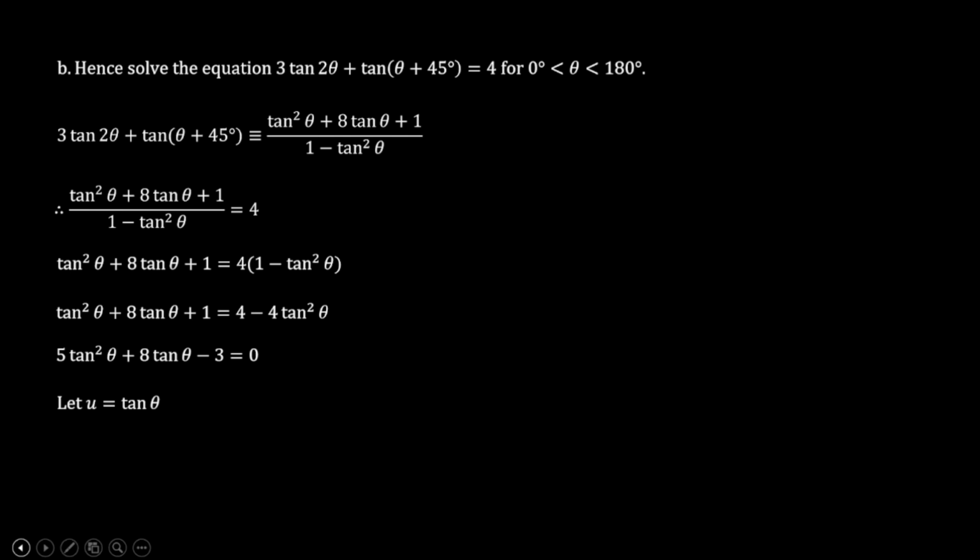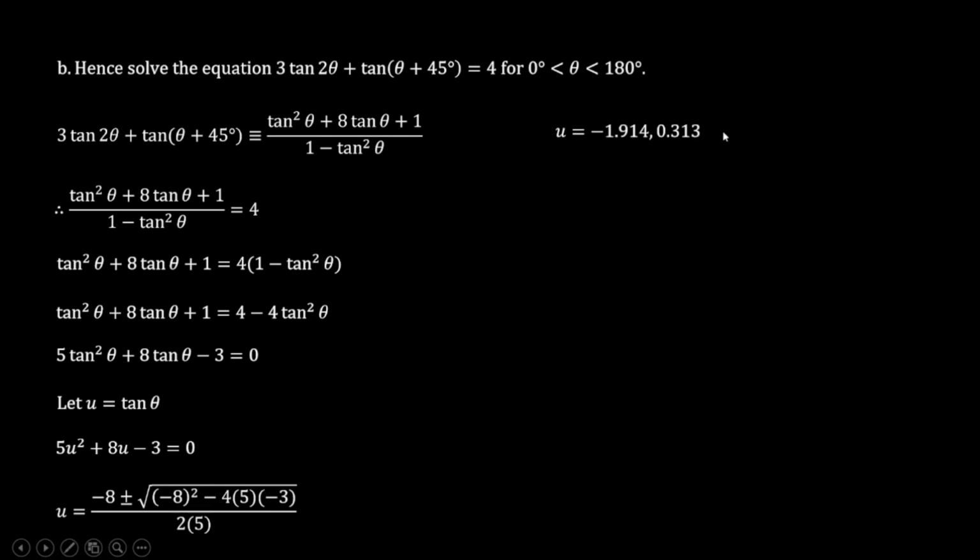To simplify the calculation, we'll let u equal tan theta. So we have 5u squared plus 8u minus 3 equals 0. And we'll use the quadratic formula to solve this because it can't be factorized. After calculation, we get u equal negative 1.914 and 0.313.